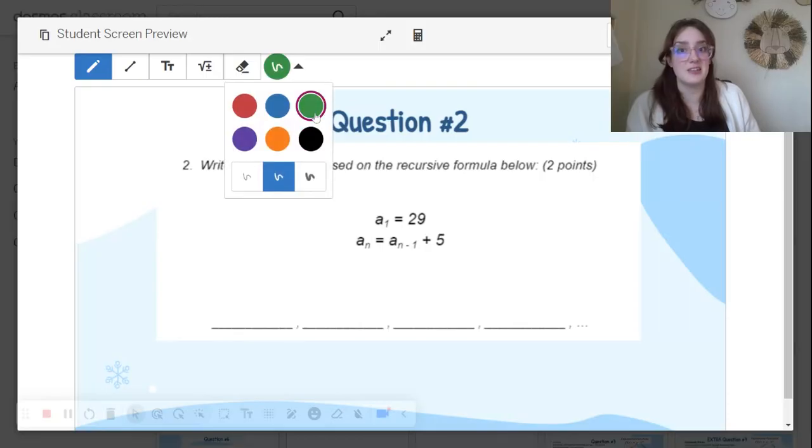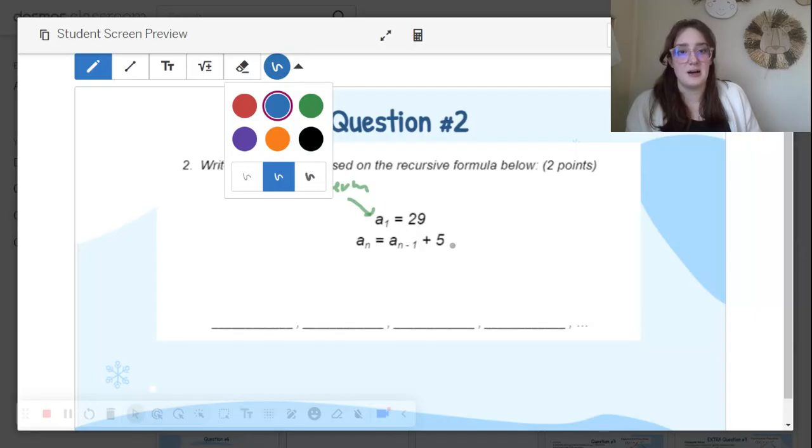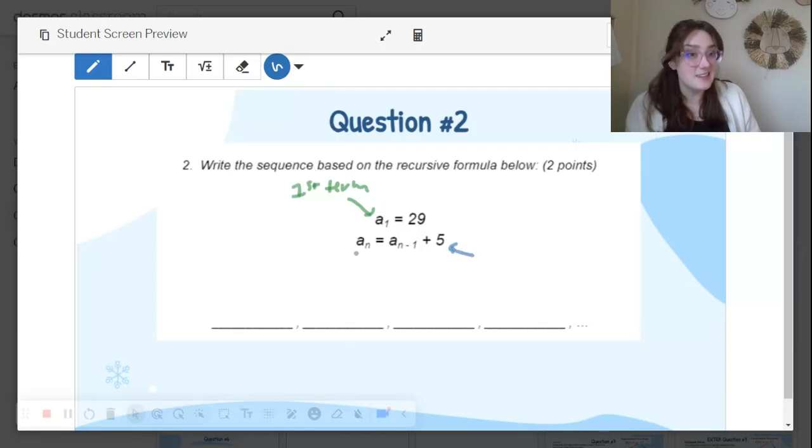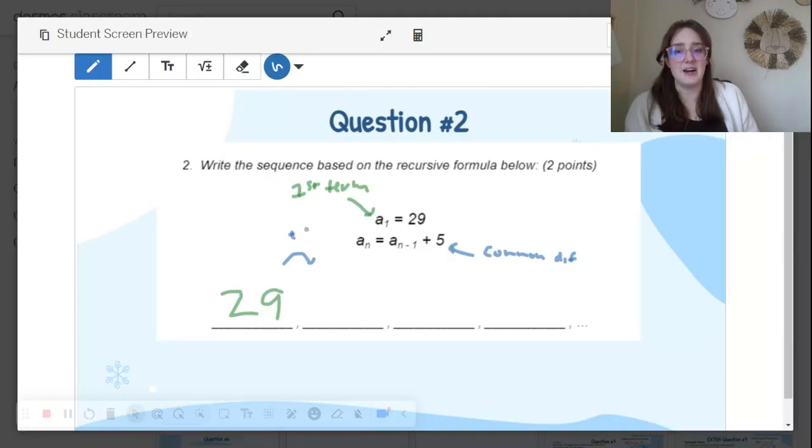So again, just like labeling, what does this mean? What is this information telling us? So a sub 1 is the very first term in our sequence. And then this is saying to find the nth term, we need the term right before it, and then add the common difference. So pretty simple for finding the first 4 terms. They already give us the first is 29. Cool. And then from there, we're just using that common difference. We're going to add 5 each time. Add 5, add 5, add 5.